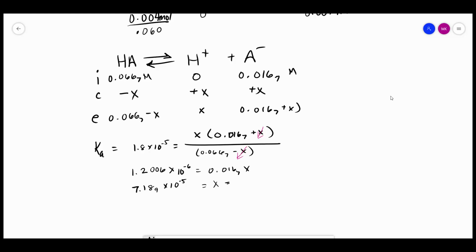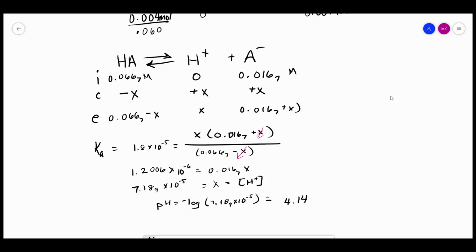Now, what does that x represent? In this case, that x represents the concentration of the hydrogen ion. So to find the pH, it is the negative log of that concentration, so 7.189 times 10 to the negative 5th. And I get a pH value of 4.14.